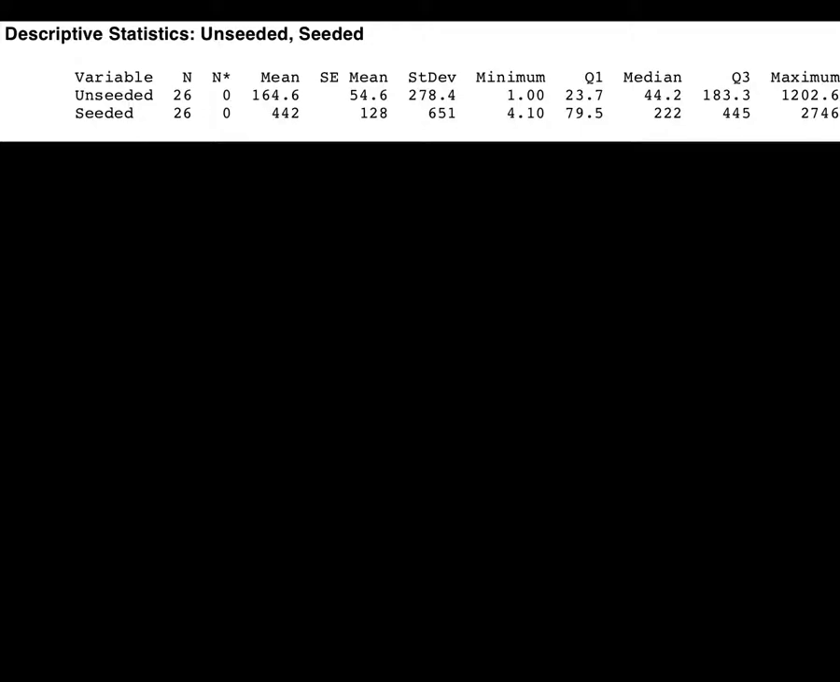Okay, so N is your 2 sample sizes. So here are my sample sizes for the unseated and the seated. Here are the 2 sample means.